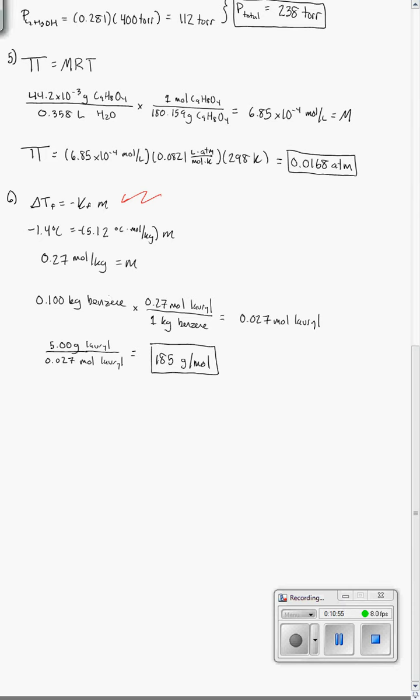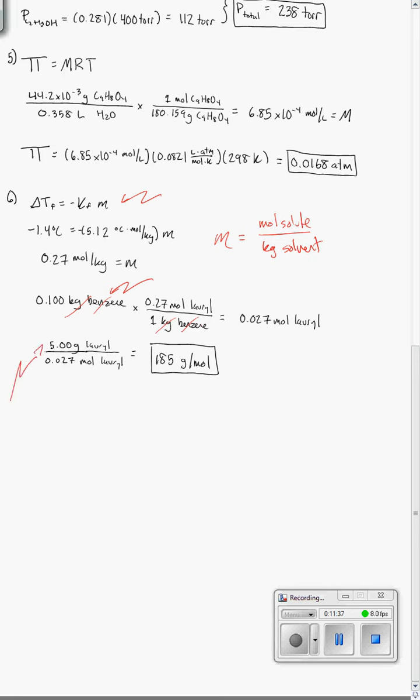We're also given our mass of solvent. We're told that we've got 0.1 kilograms of benzene, and benzene is our solvent here. If we take our mass of solvent and multiply it by the molality, because again, molality is equal to moles of solute per kilogram of solvent, our kilograms of solvent will cancel out. And what we'll be left with is the number of moles of lauryl alcohol that we have. Again, lauryl alcohol is our solute. So by multiplying our molality that we determined using the freezing point depression formula by our mass of solvent, we get our moles of solute.